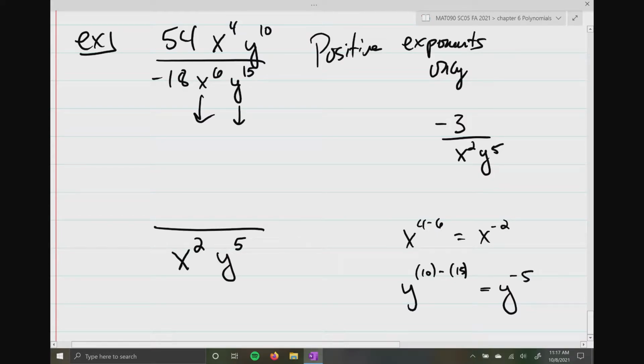I got to be honest with you. The hard part is the fraction. It's the numbers. 54 over negative 18. First, you got a positive 54, a negative 18. Answer's negative. So I'll put a negative out front. Second, we need to reduce 54 over 18.